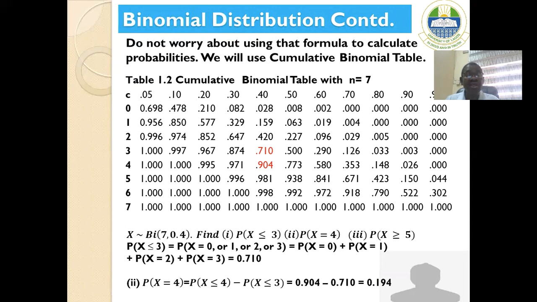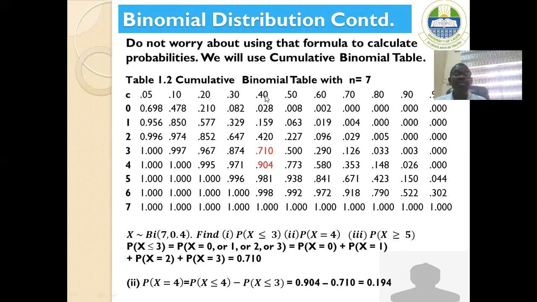Let's first of all take the probability that X is less or equal to 3 here. That means X can be 0, 1, 2, or 3. So how can we find it? Using the table. This is what we call the cumulative binomial table for n equal to 7. There's another table for n equal to 8, n equal to 5, but this particular table is for n equal to 7.